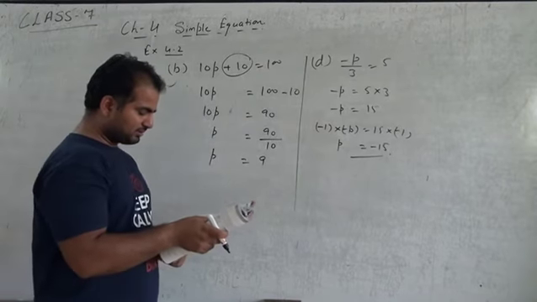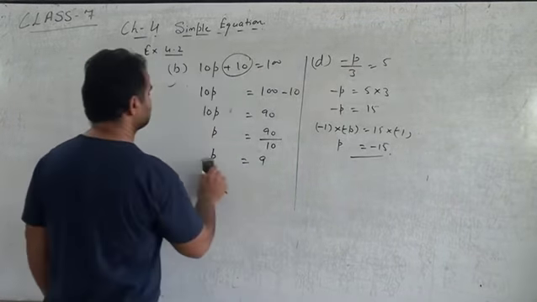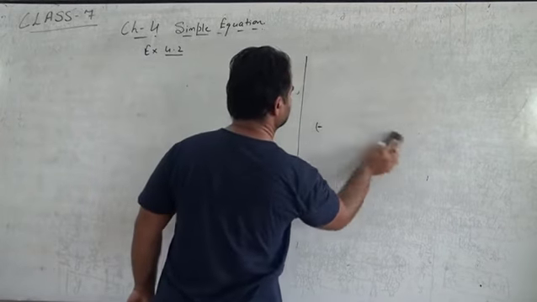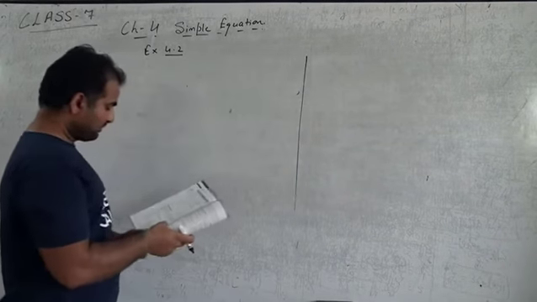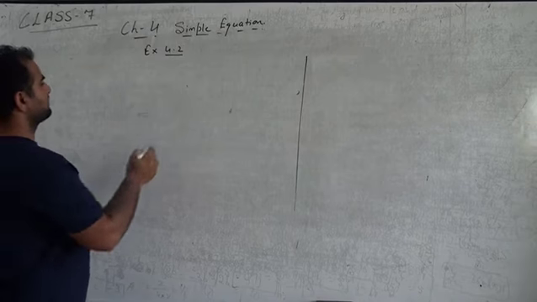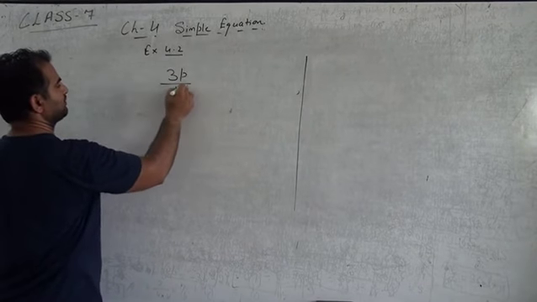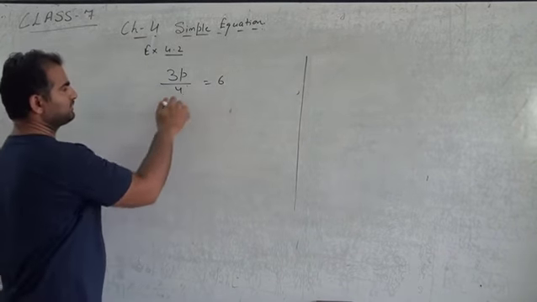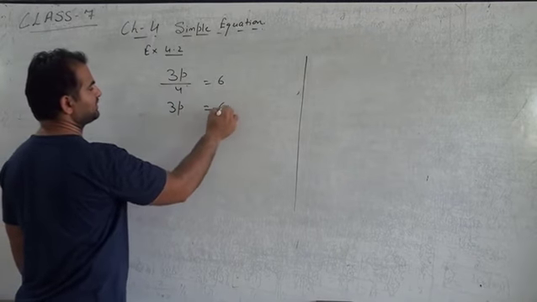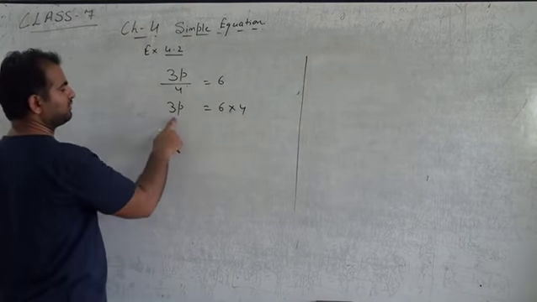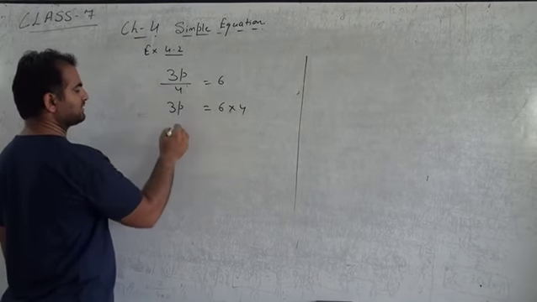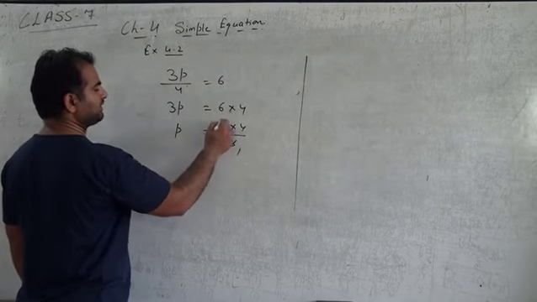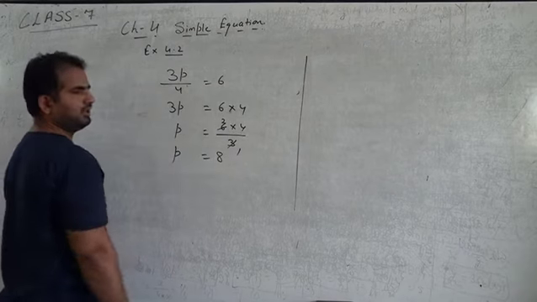Next I am going to do question number E. Three upon 4 P equals 6. Okay. So what we have to do is get rid of this 4. So it will be 3P equals 6 into 4. Now we are going to set this 3 to that side. So P will be 6 multiplied by 4 upon 3. So 3 ones are 3, 3 twos are 6, P equals 8.